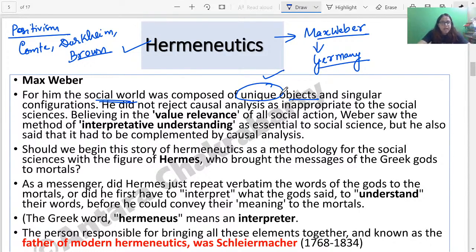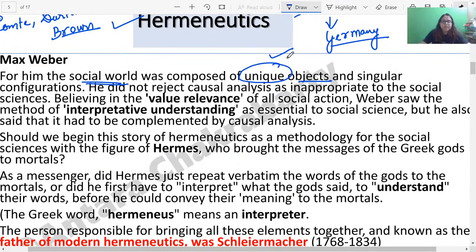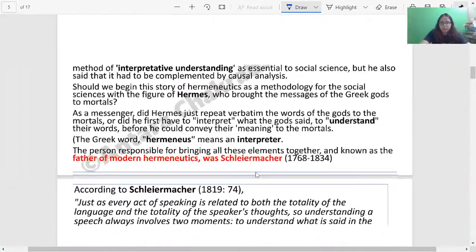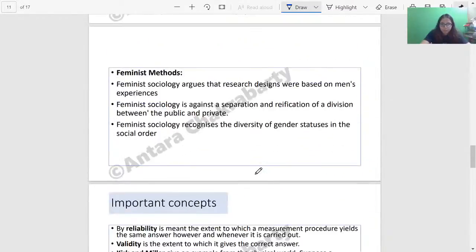Okay, therefore he says कि हम causal analysis को reject तो नहीं कर सकते, लेकिन value relevance पे विश्वास कर सकते हैं. Every now and then students ask me कि मैम what are these terms, value relevance क्या है, value neutrality क्या है. So these two terms I will tell you now, but I want you all to pay attention so that you never forget now when I tell you. Okay, right.